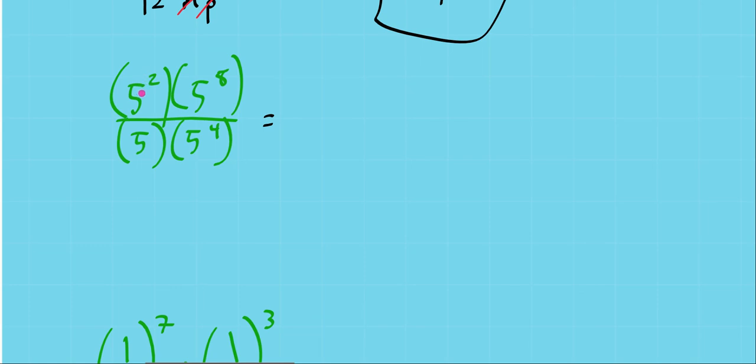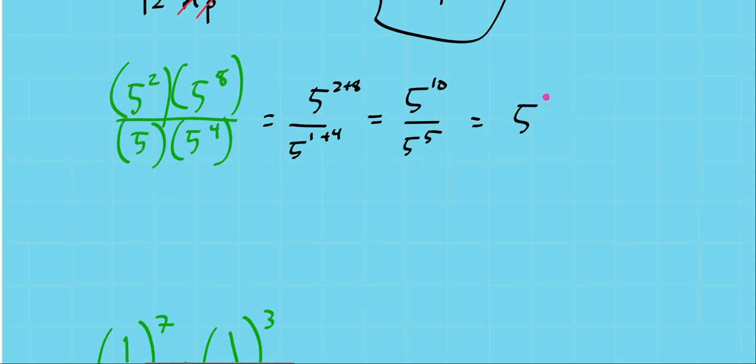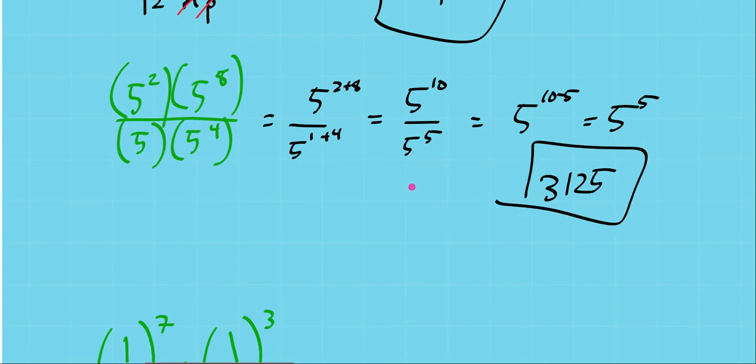Now I've got 2 5s and 8. So 2 plus 8, which is 10. And on the bottom, I've got 1 5 and another 4. And 5 to the 10 over 5 to the 5th power is 5 to the 10 minus 5, which is 5 to the 5th power. And 5 to the power of 5 is 3,125. And, yep, that's much nicer than what we started with.